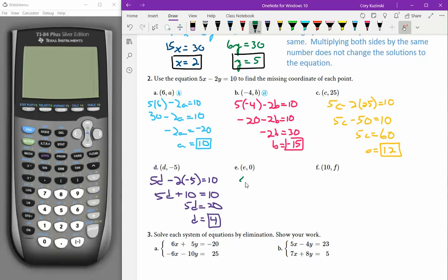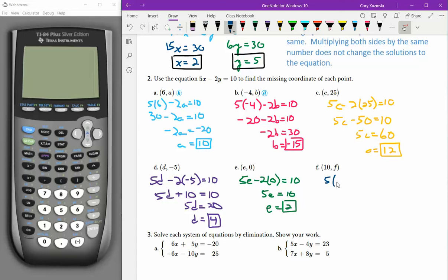We've got an unknown x value, so we're going to do 5 times e minus 2 times 0. That's going to make it a lot easier, isn't it? Equals 10. And we basically already did this. 5e equals 10, so e equals 2. That's basically the x-intercept, which we got right there. x equals 2.